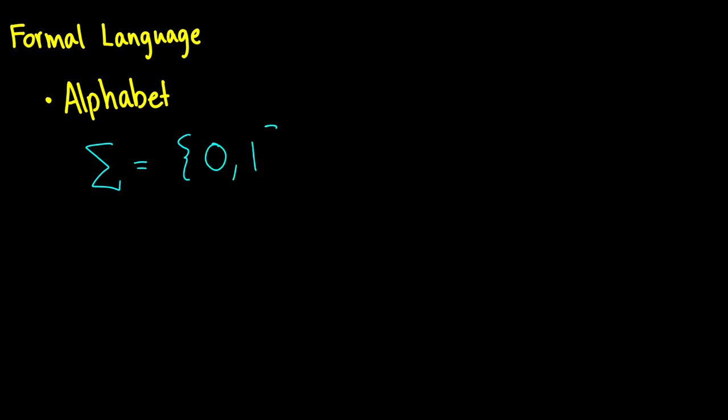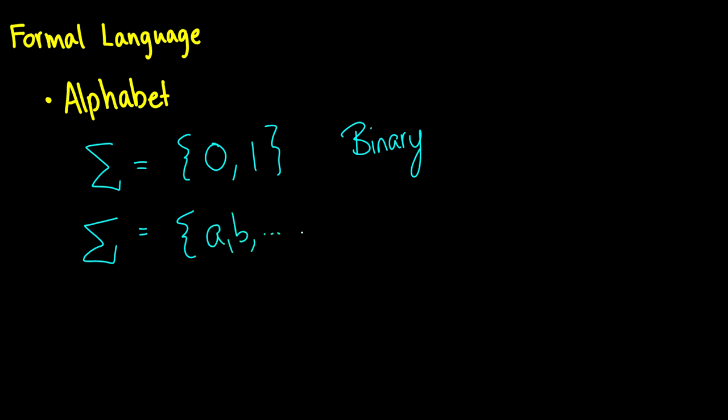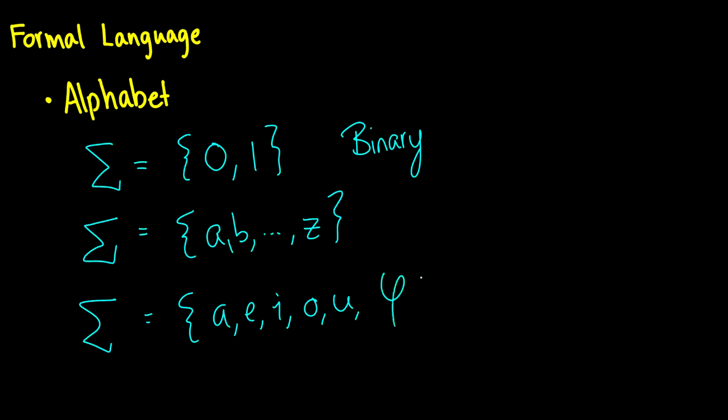So for instance, for computers with binary, the acceptable alphabet is zeros and ones. But perhaps if you are writing English words, you want all the letters up to Z in your alphabet. And perhaps you really only want to work in vowels because you don't like consonants. So you have A, E, I, O, U, and maybe you really love the Greek letter phi, so you throw that in there too. You can define an alphabet however you want.